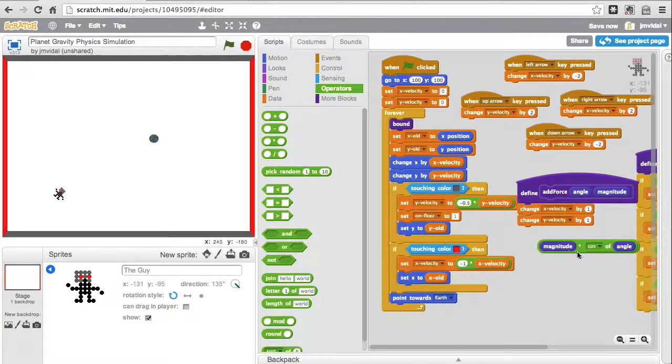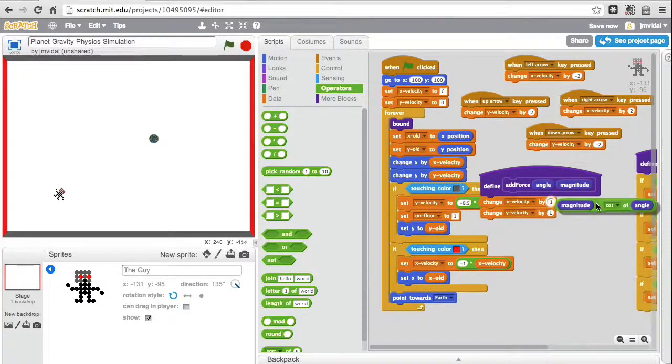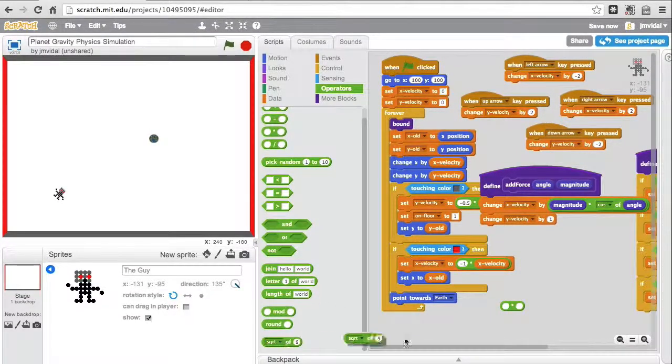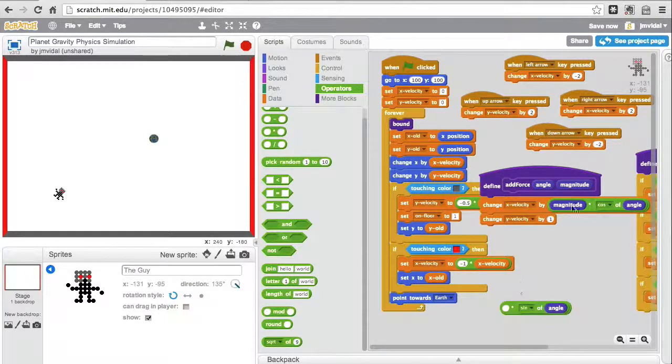So I'm gonna do that. So the magnitude times the cosine of the angle. Try to put that in there, which is gonna be tricky. There. And then you do it all over again for the other one, for the y-axis. So multiply, except the y is going to be the sine of the angle times the magnitude.